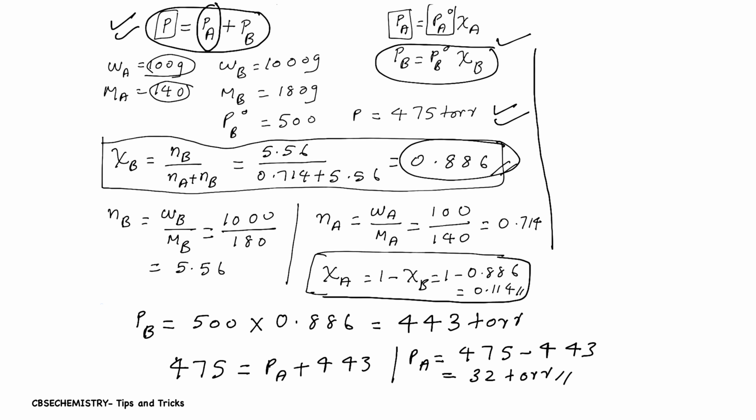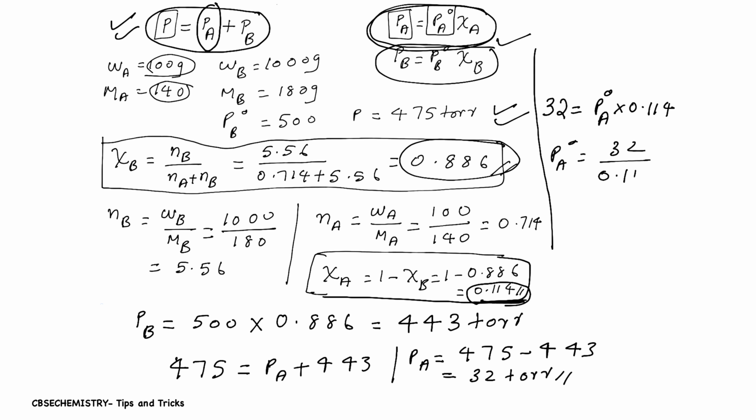Now they asked to find PA standard. For that, use the equation. Okay, what is the equation? PA is equal to PA standard chi A. What is PA? 32 is equal to PA standard times chi A, which is 0.114, which we already found. So what is PA standard? It is 32 by 0.114. On dividing, you will get 280.7 torr. Hope all of you understand.